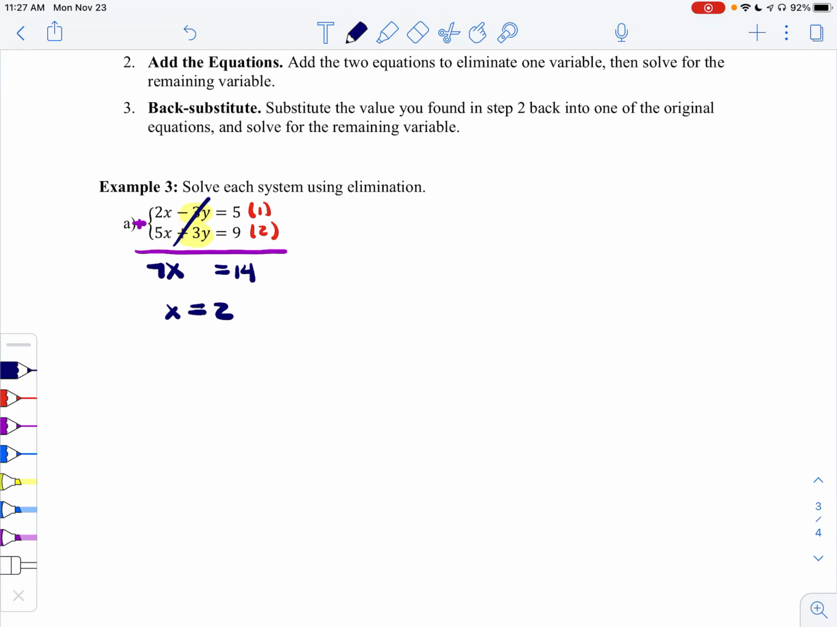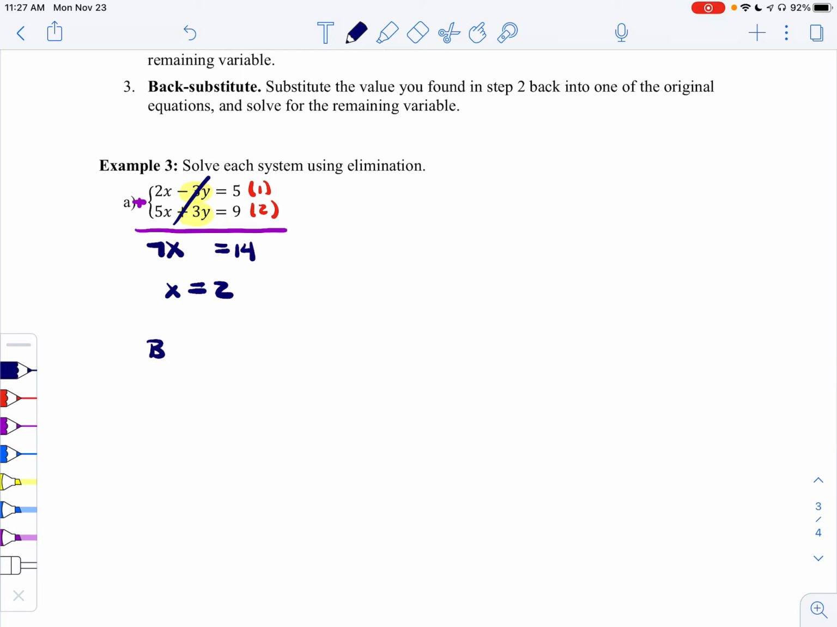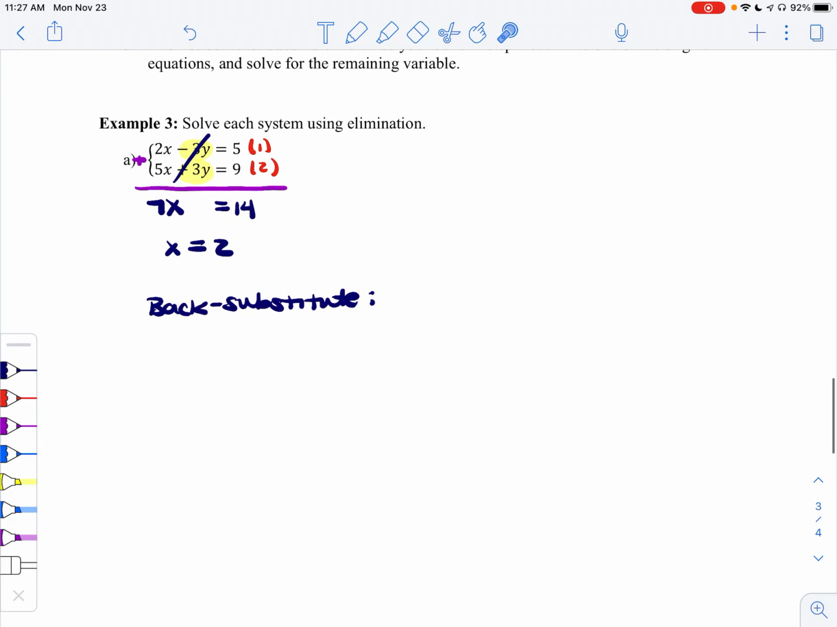Okay. From there, we do just like we did with our substitution. Once you find the first variable, you're just going to back substitute in order to find the second variable. Now, the nice thing about systems, remember, is you're finding the solution that solves both equations simultaneously. So it does not matter which equation you plug this x equals 2 back into. You could plug it into equation 1, you could plug it into equation 2, and you will get the same answer no matter what. Okay, so I'm going to go ahead and just plug it into equation 1. It's just an arbitrary choice.